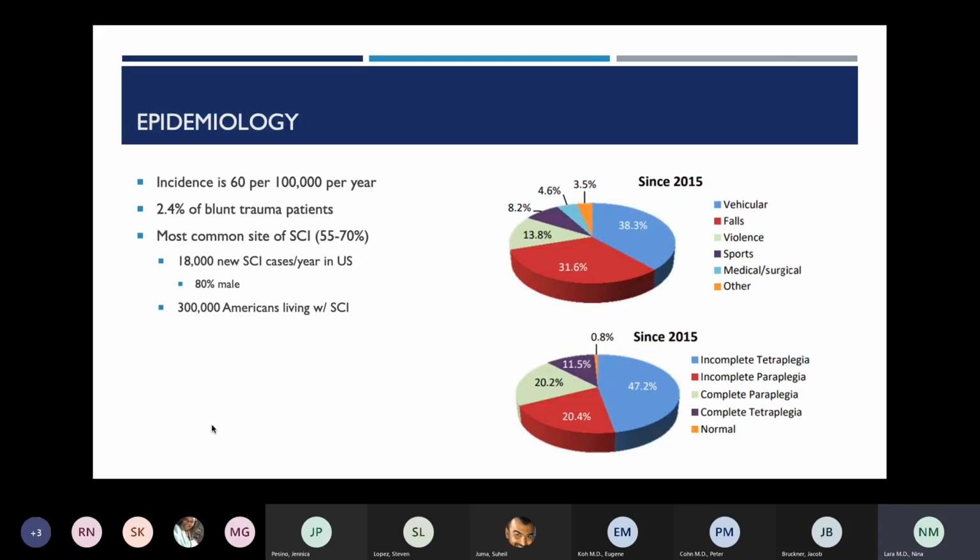So the epidemiology of spinal cord injuries or upper cervical spine trauma: the incidence is approximately 60 people per 100,000 per year. The majority of these injuries come from MVCs, followed by ground level falls or falls from height, and then approximately 2.4% come from blunt trauma. Upper cervical spine injuries account for the most common site of spinal cord injuries. There are approximately 18,000 spinal cord injuries a year. The majority of those are males. And there are approximately 300,000 Americans living with spinal cord injury.